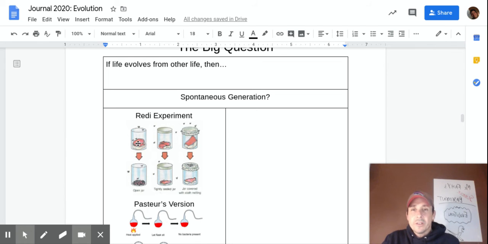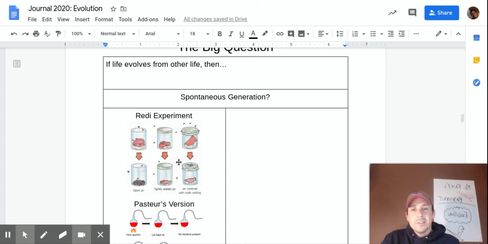So what he found was in the meat jar that was open, he wound up with rotten meat that had maggots eating through it. In the one that was tightly sealed, in other words, nothing could get in or out, he found that the meat did not have maggots on it. And then the cheesecloth, this was the weirdest, the one that was porous and allowed air through. We'd have the meat inside, but we'd wind up with maggots on top of the cheesecloth.